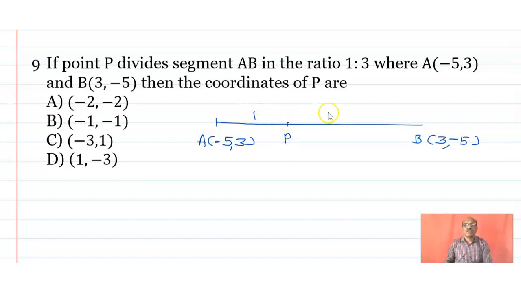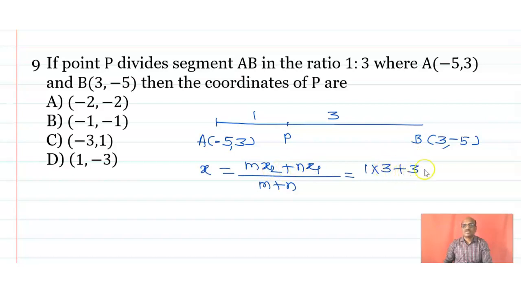and it divides this point P in the ratio 1:3. Therefore, what is the coordinate of x? X coordinate किती असेल तो. काय फॉर्म्युला असतो तो mx2 plus n x1 upon m plus n. The value of m is 1. mx2, 1 into 3 plus 3 into -5. Okay, and this divided by 1 plus 3.